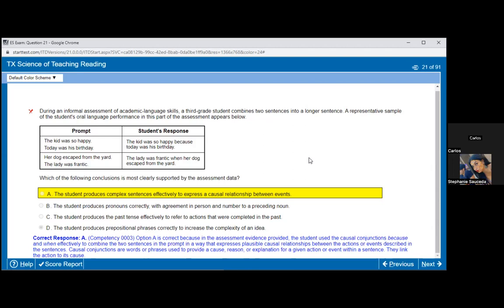So if the sentence had been like, after the dog escaped from the yard, the lady was frantic, that would have been prepositional phrases, utilizing prepositional phrases. I get it.